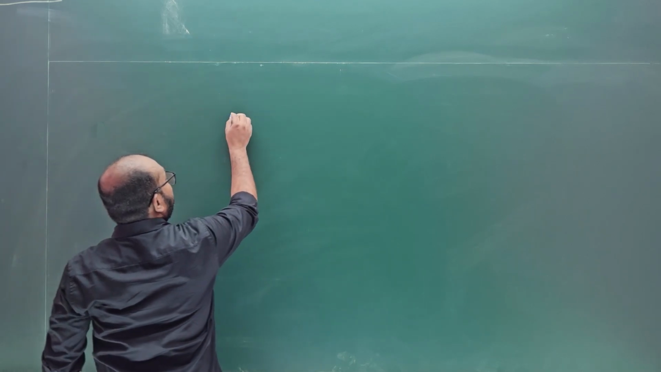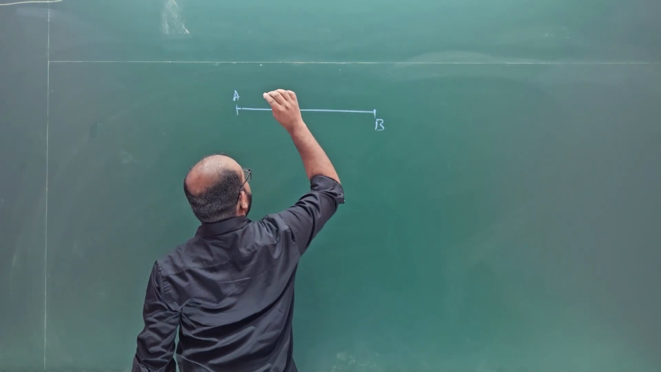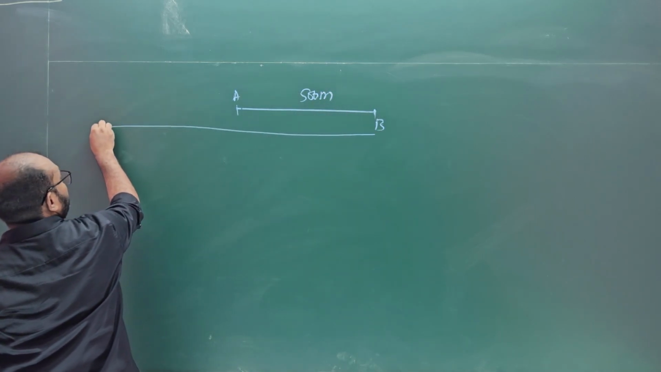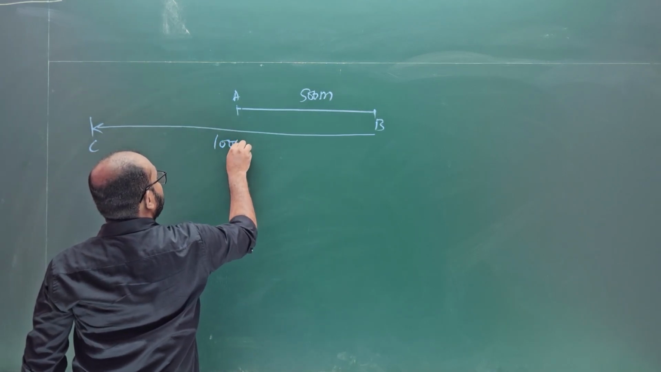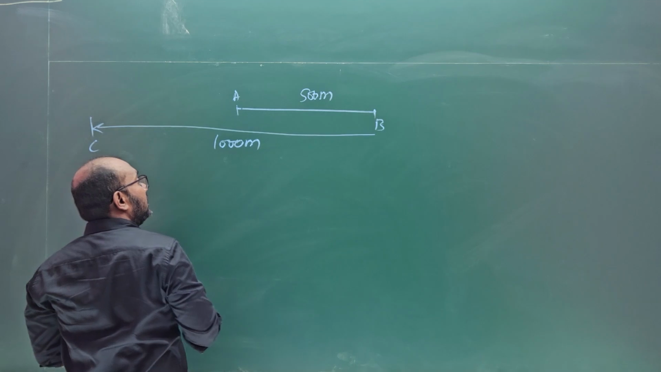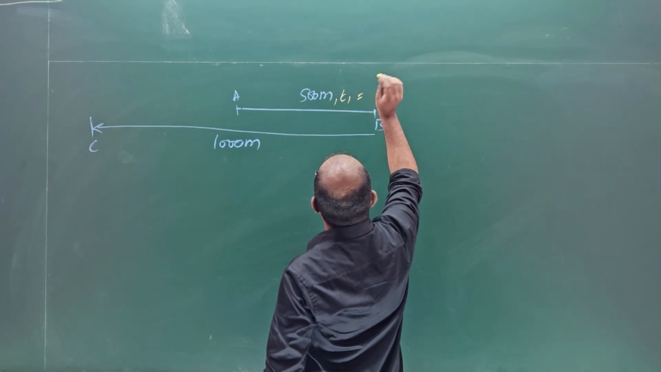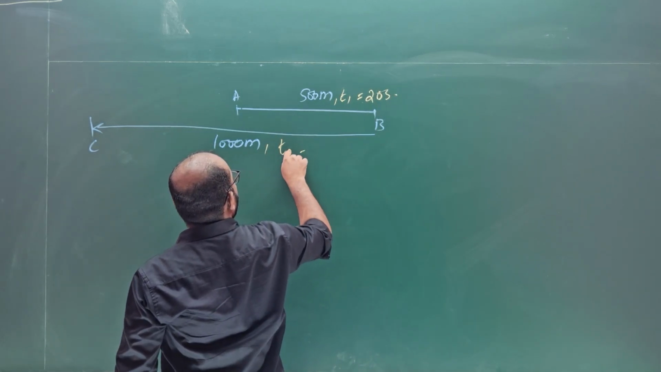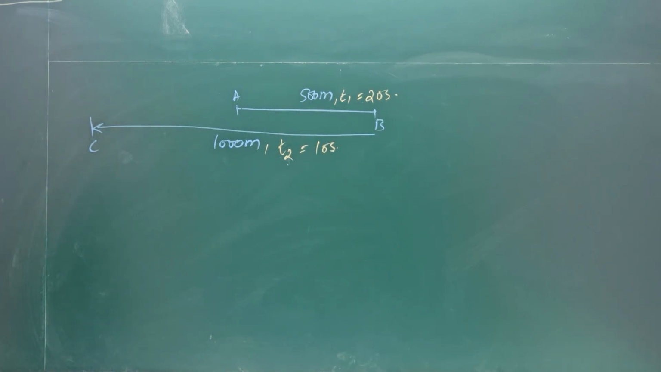Consider the object started from here, A, and this is B, this is your 500. Then the object returned back in this direction and reached point C. Consider this is 1000 meters. Time taken here is 20 seconds. Over here, sorry, t2, 10 seconds. Come on, be quick.